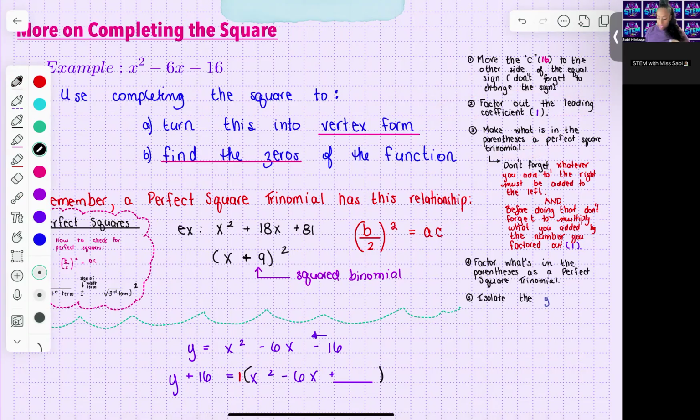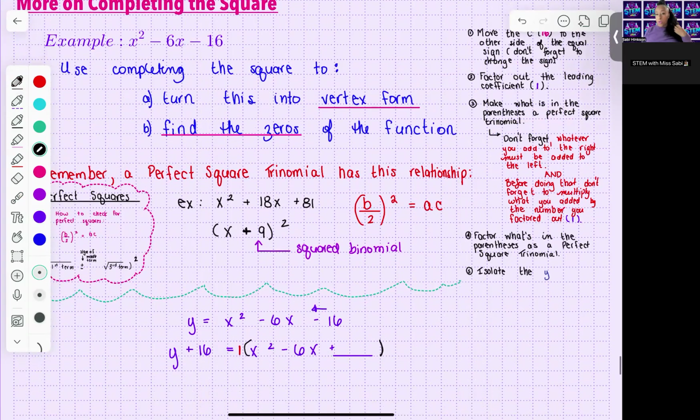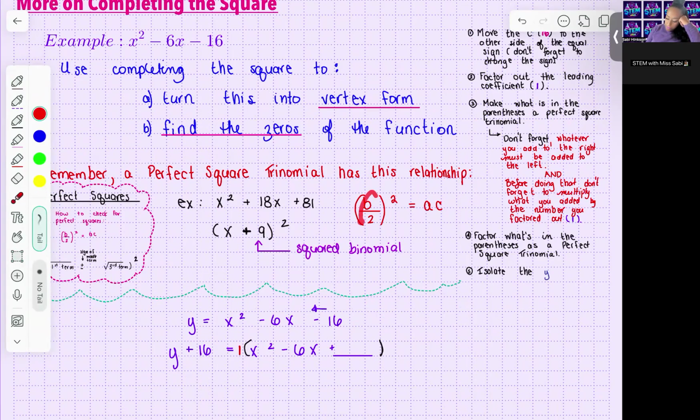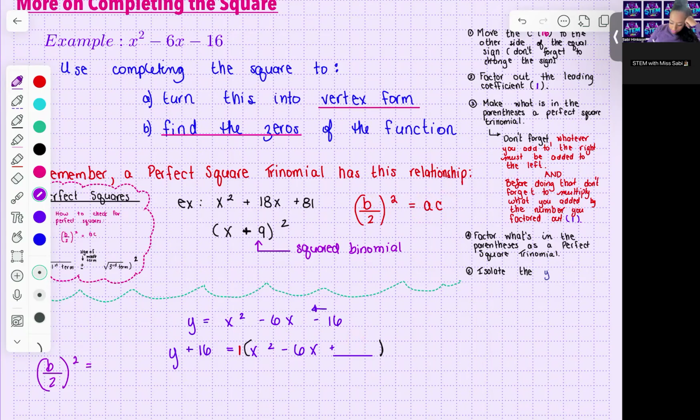So we're going to make this a perfect square trinomial. We're forcing it. So let's remember that relationship. So perfect square trinomials, B divided by 2 squared is equal to A times C. So in this case, because our A is 1, all we have to do is divide the middle term by 2 and then square it, and then we find that. So let's do that on the side, a little side quest. So B over 2 squared is going to give me my C.